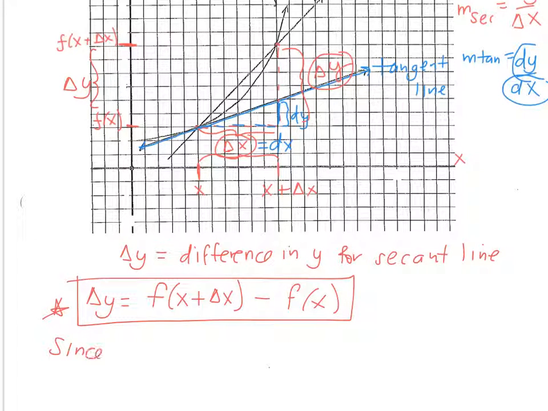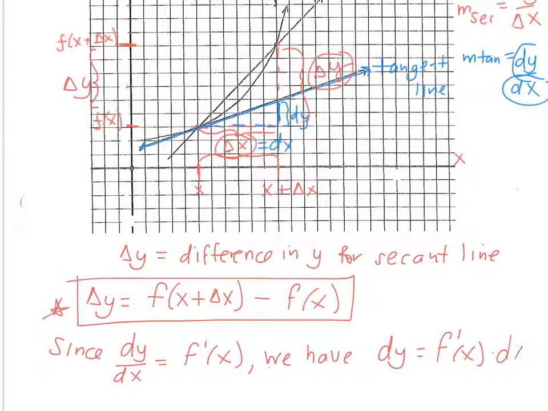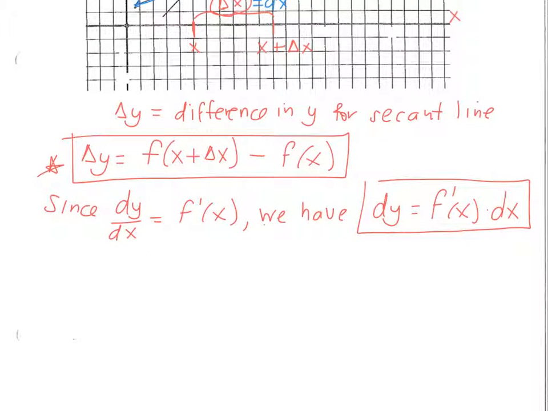Okay, since dy divided by dx is equal to f prime of x, remember, that's our first derivative of our function, we have dy equals f prime of x dx. So what's happening is we're rewriting that equation so that dy is alone. And that's what's referred to as a differential. So these two formulas or equations are going to come in handy in a little bit.